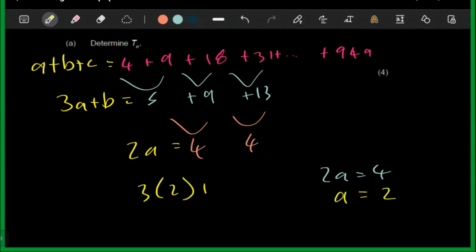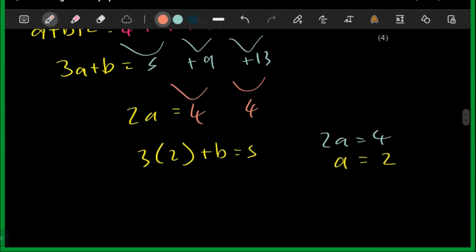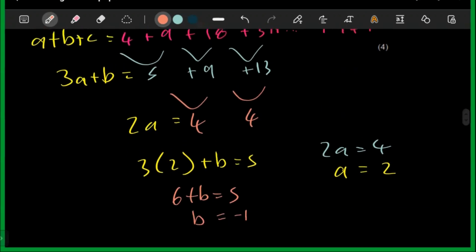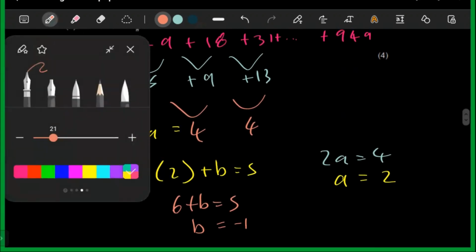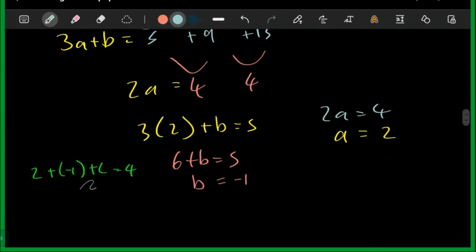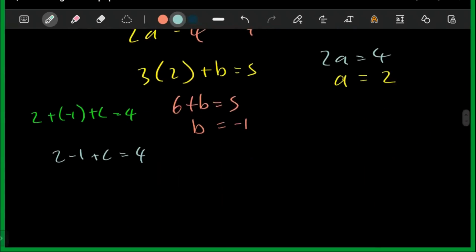Then you put a 2 here, and you have 6 plus b is equal to 5. 5 minus 6 is negative 1. Then up here, a plus b plus c: a is 2, b is negative 1. So this is 2 minus 1, which is 1. 4 minus 1 is 3.